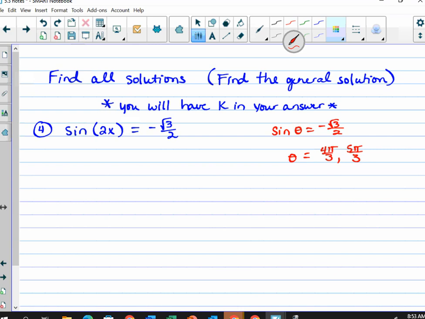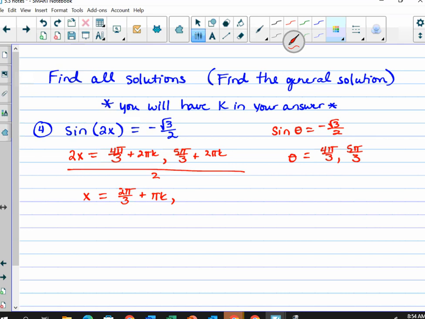Okay, what you have to do from here, start the same way. 2x equals 4 pi over 3. This time we are going to say plus 2 pi k, and then 5 pi over 3 plus 2 pi k, because it repeats over and over and over. And then what's our last step? And then you're done, guys. These are easier. You don't have to actually do the adding. What is 4 pi over 3 divided by 2? So 2 pi over 3 plus pi k.